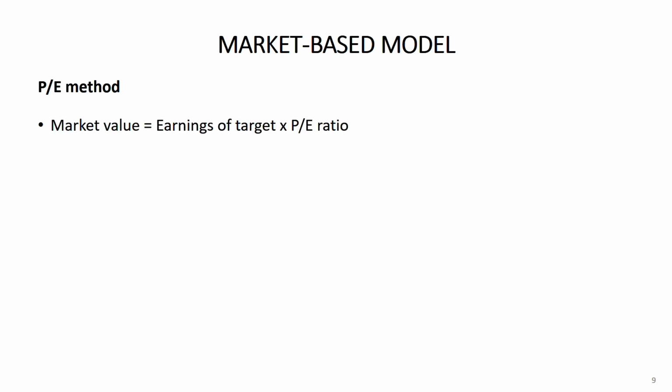This is the formula I've written down for you. Please take it. Market value. That's what you want to find, right? Market value is equal to earnings of target into your price earnings ratio. Price earnings ratio you might be given directly. Let's say 18 is your price earnings ratio, or you might be given indirectly, like you might be given some other ratios and you have to calculate the price earnings ratio first to find the market value. That also might be possible, right?